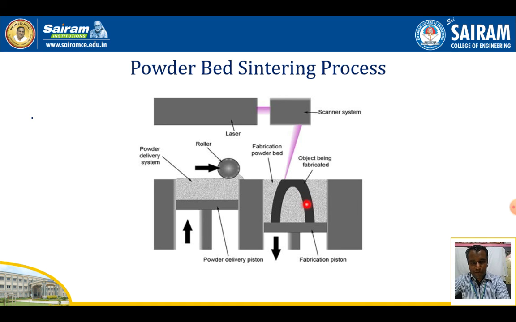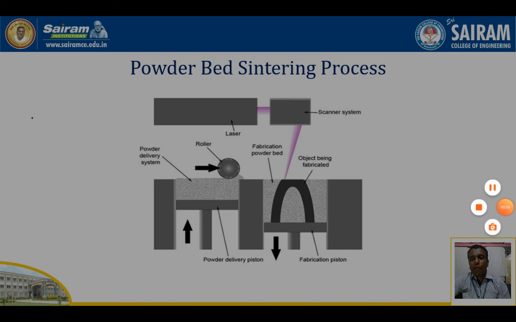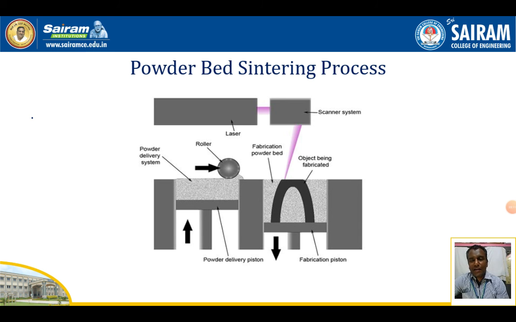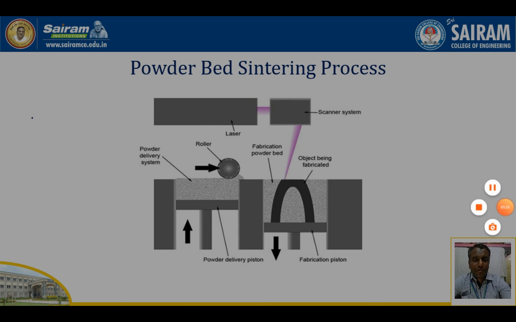The types of materials used for the powder bed sintering method are polymers such as nylon, and metals such as titanium alloy as well as aluminum. Those are the materials used here.